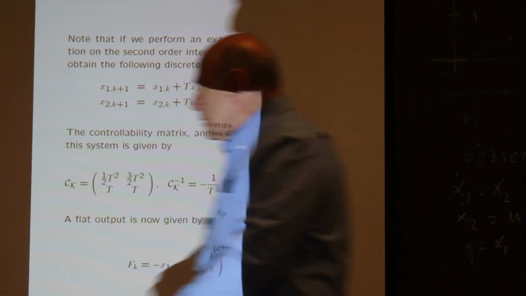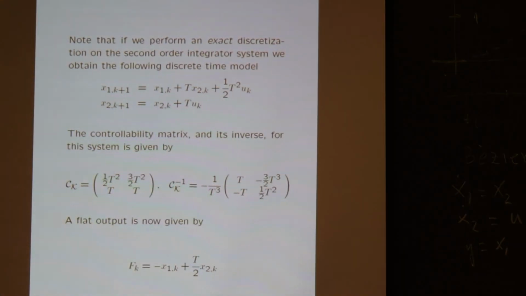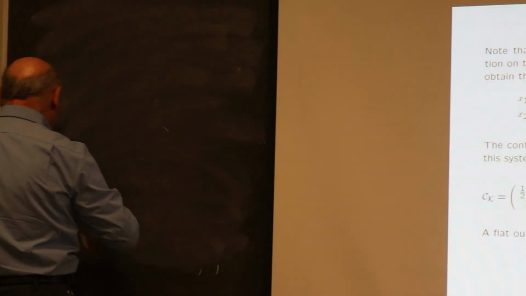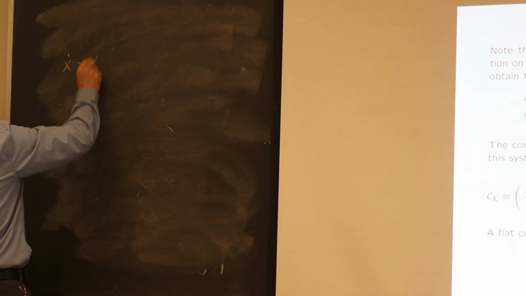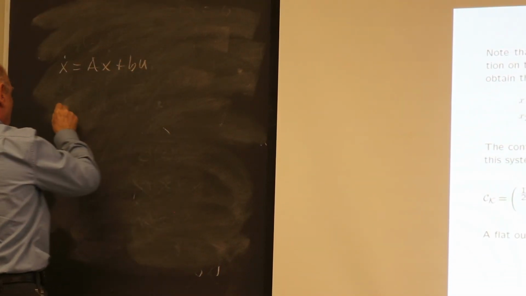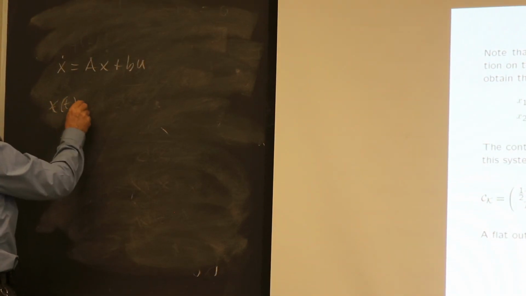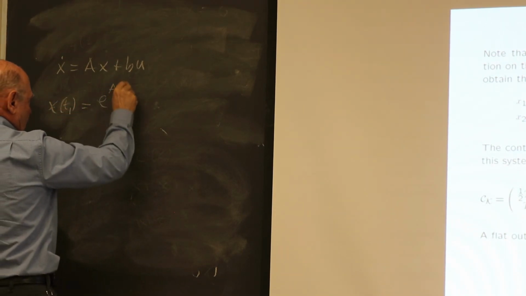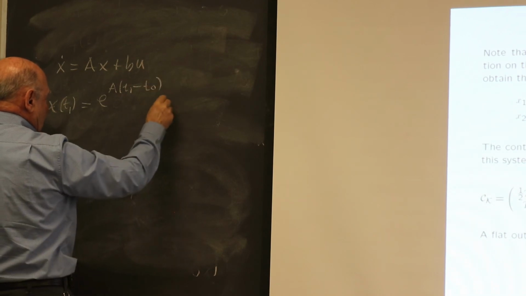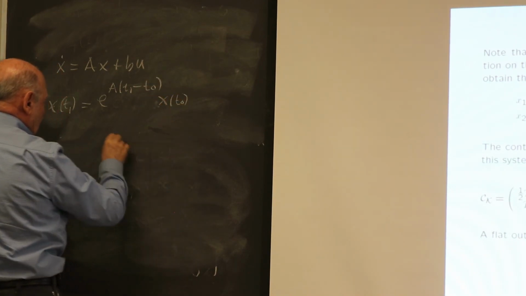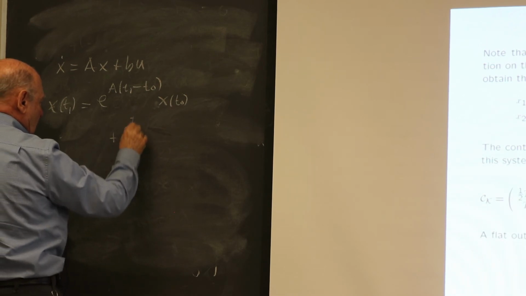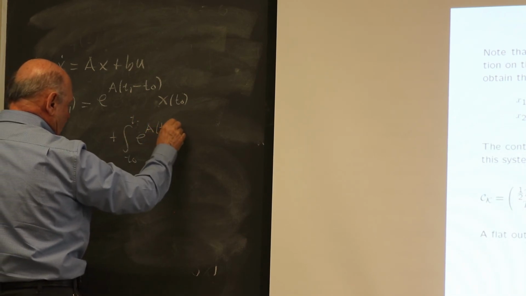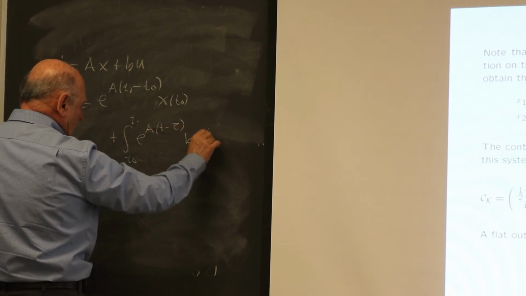Now we do an exact discretization. The exact discretization of this second order system entails the variation of constant formula. If you have a system like this, the value of x at time t1 can be computed as e to the a times t1 minus, let's say, t0, times x at time t0, plus the integral from t0 to t1 of e to the a times t1 minus tau, b u of tau d tau.